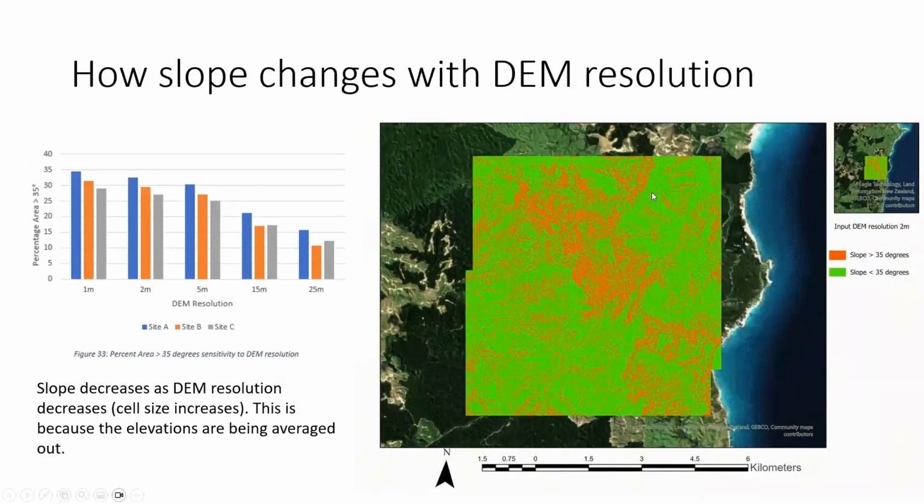This graphic here is changing the input DEM resolution and showing how the slope over 35 degrees changes with that. And then this graph here is showing the same idea with a 1 meter DEM at site C. We've got 27% over 35 degrees. And then when you're at the 25 meters, you've got just over about 15%, 12%, sorry.